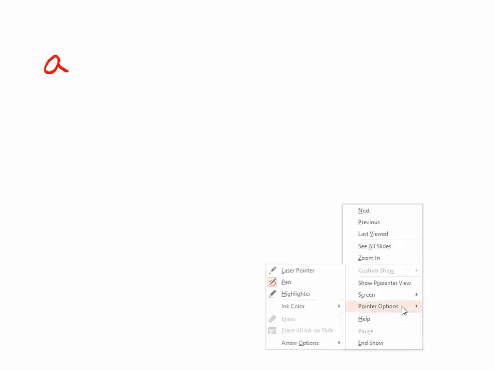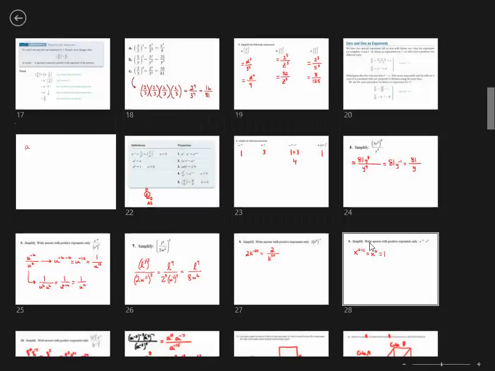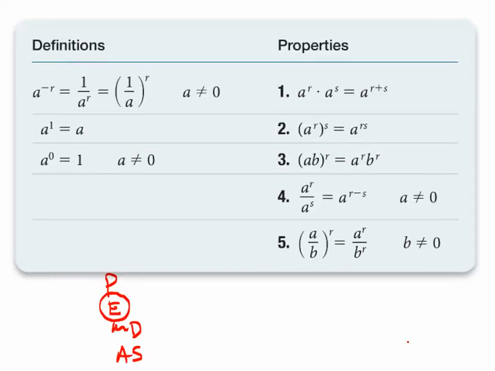Okay, but I did want to jump to this right here, which I believe is inside your textbook. Let me find the page number here. Page 250. That one has sort of like a review of all this stuff. It has the 5 different properties, and then it has the 3 definitions. So again, the negative exponent, the 1 exponent, the 0 exponent, and these 5 properties here.